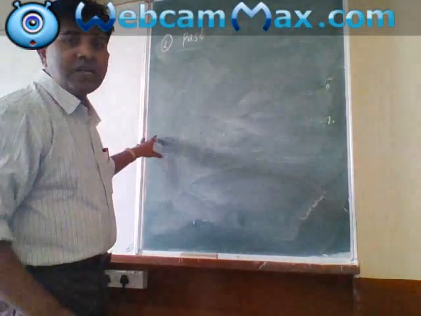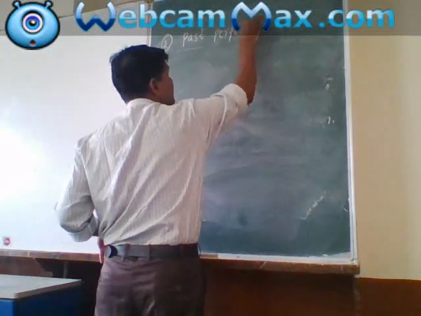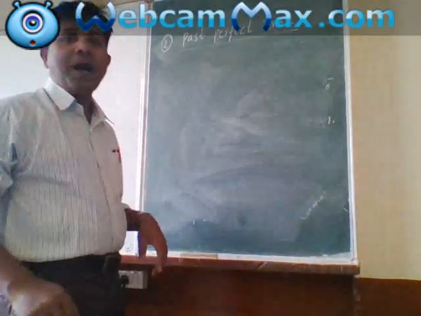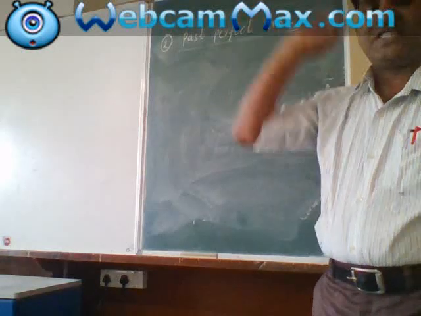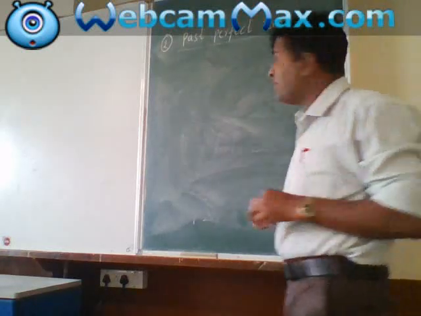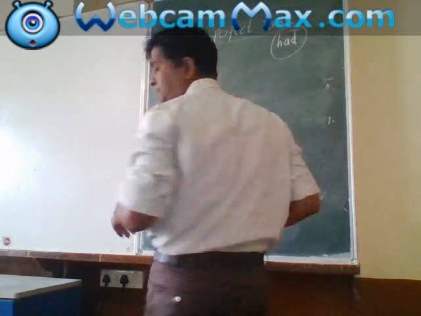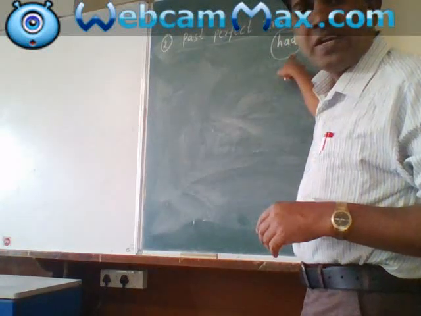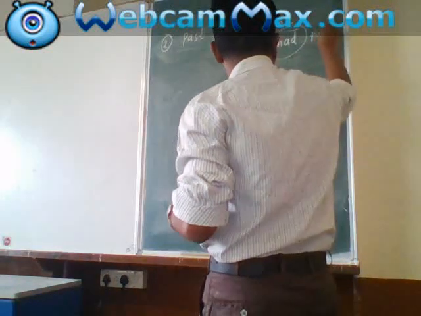Now next is past perfect tense. Action is completed in the past. Okay. Now the indicative mood is had. Had is the form of to have in the past tense. Okay. And it always follows V3.